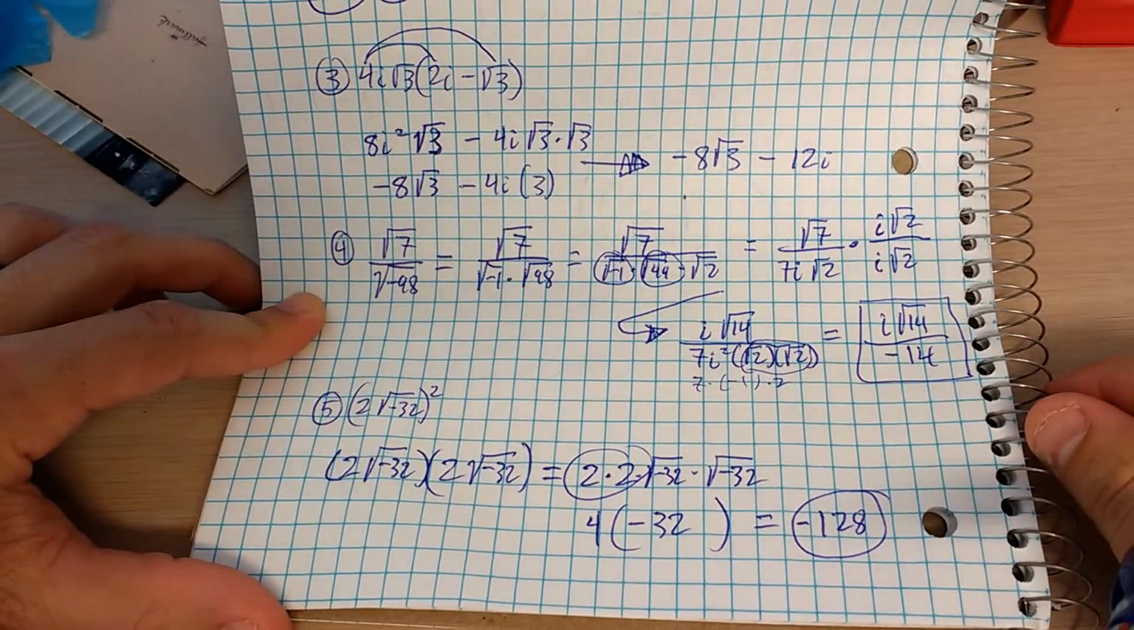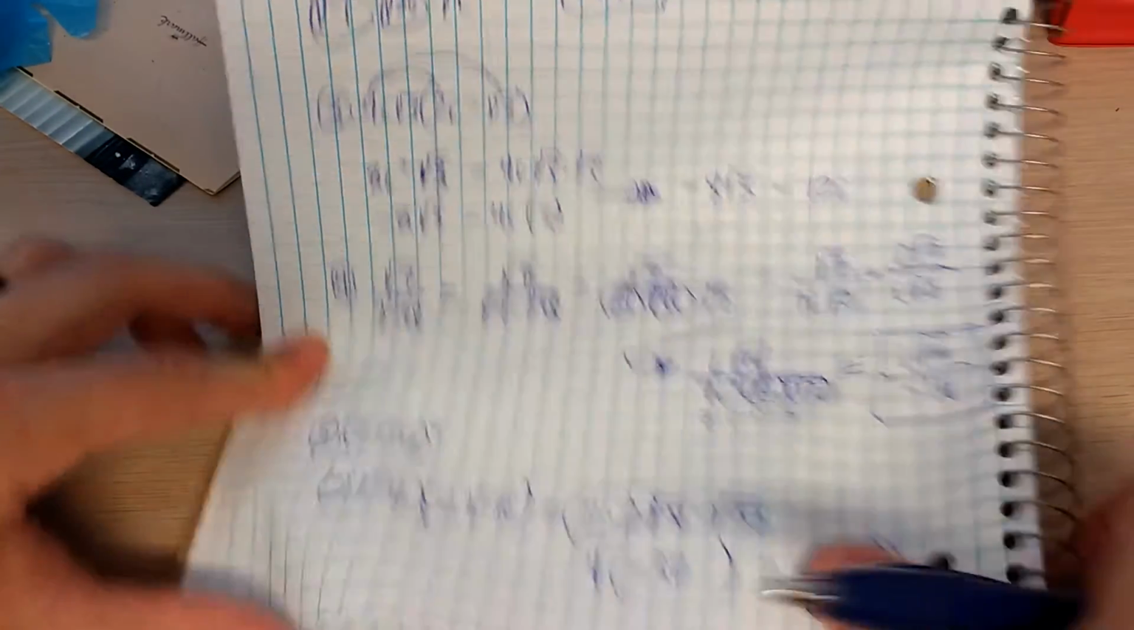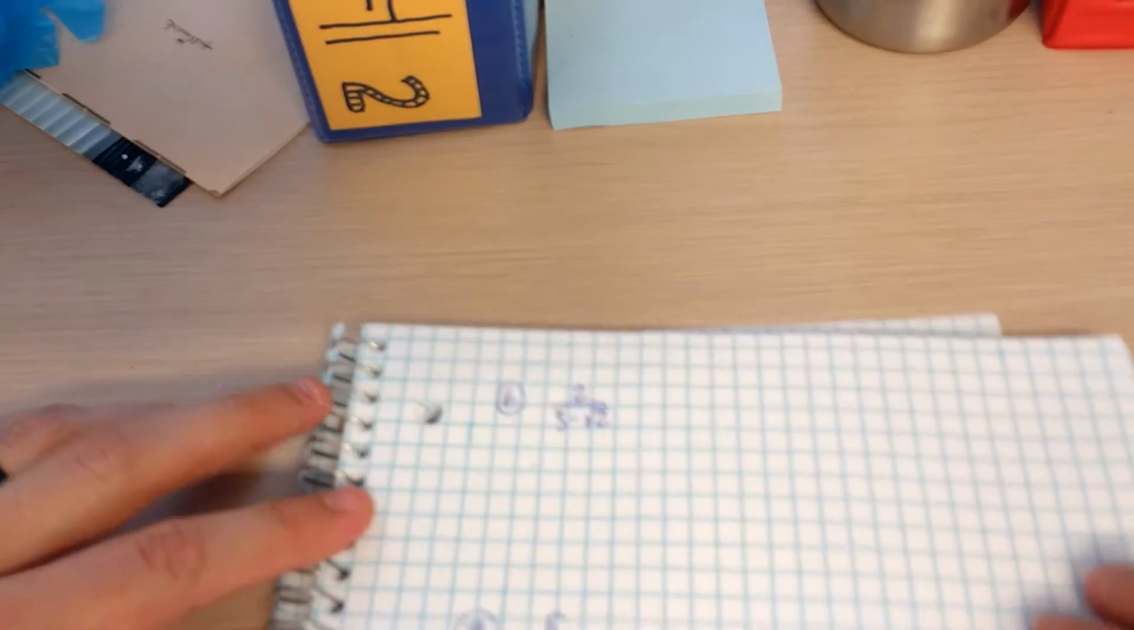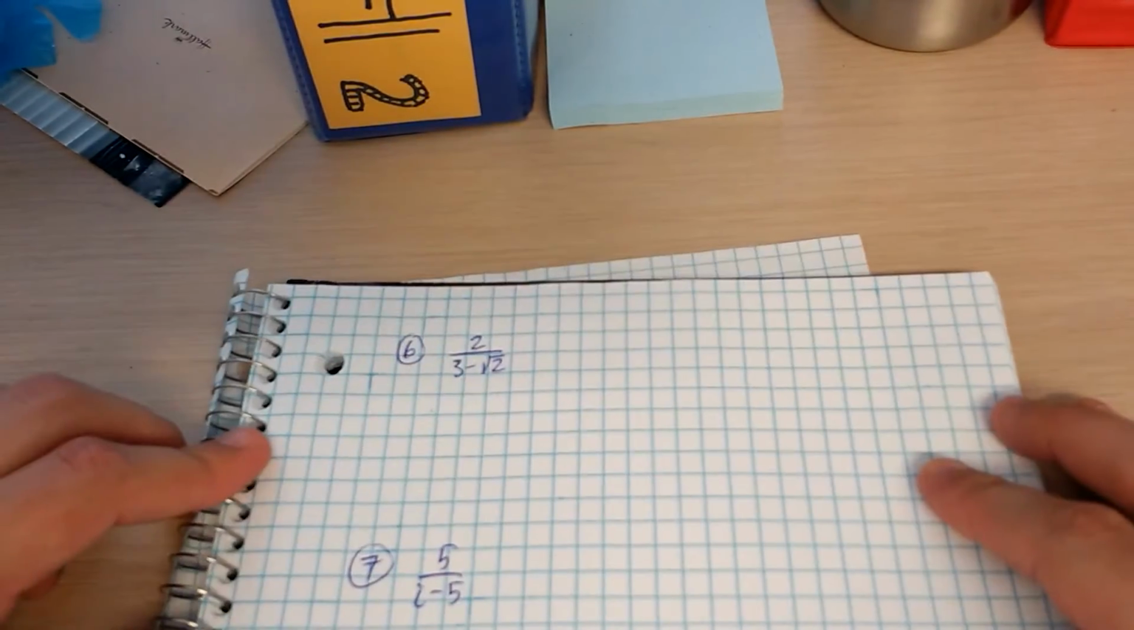Okay? Let's see. How many do we have? 3 to go. Make sure you can see it.